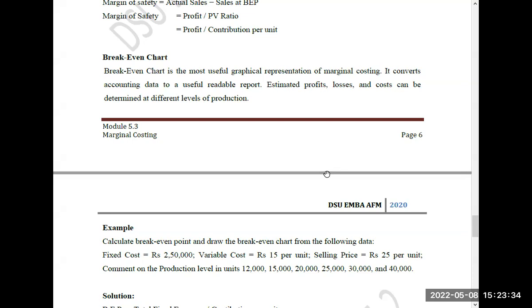Next, alternatively, we can find it out in another way also. Alternatively, break-even point in value is equal to break-even point in units multiplied by selling price per unit. Substitute the amount in this equation and find it out.